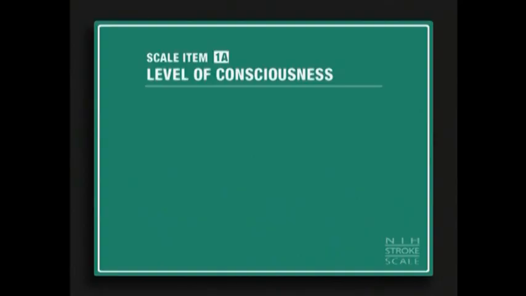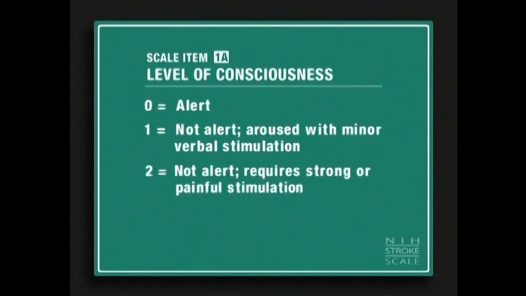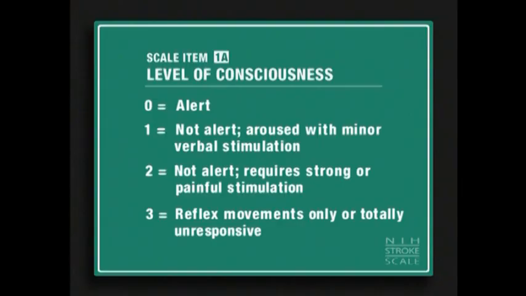Let's look at how this scale item is scored. Score a 0 if the patient is alert and keenly responsive. Score a 1 when the patient is not alert but can be aroused with minor verbal stimulation. Score a 2 for the patient who is not alert and requires repeated stimulation to attend, or who requires strong, painful, or noxious stimulation to make movements. Score a 3 if the patient makes only reflexive posturing movements in response to repeated painful stimuli. A patient with a 3 on this scale item is generally considered to be in a coma.